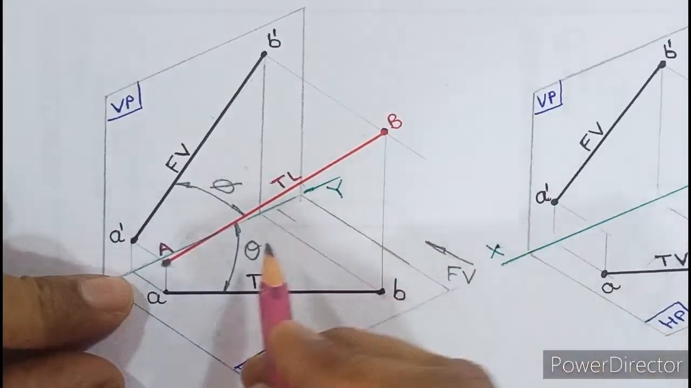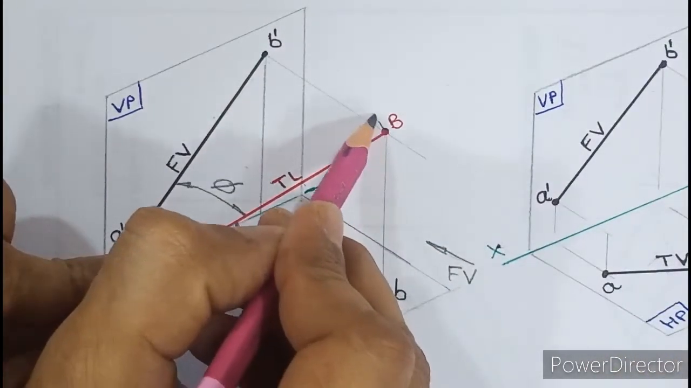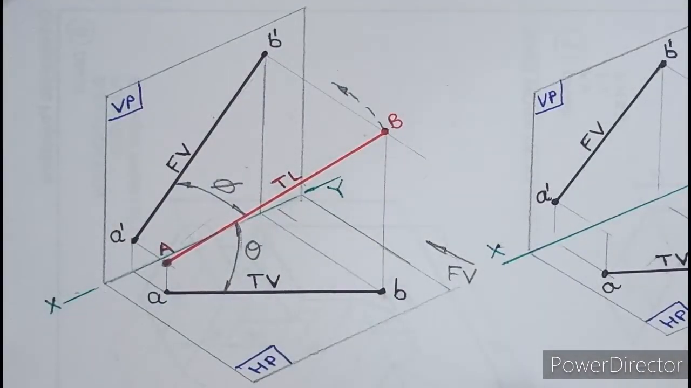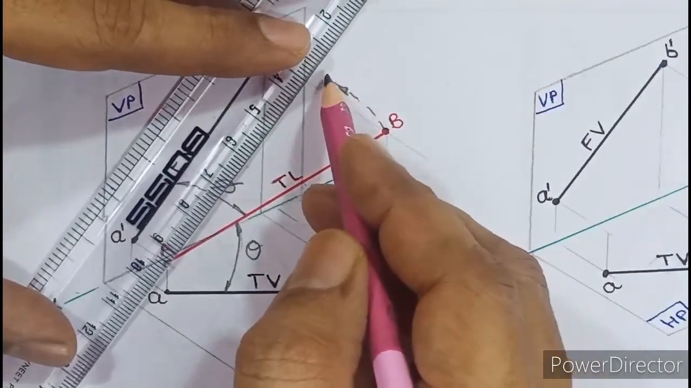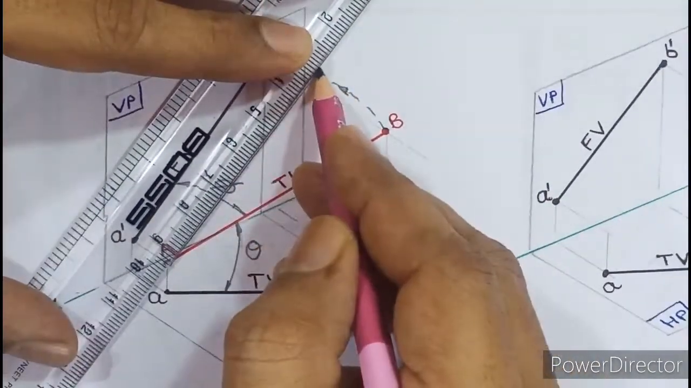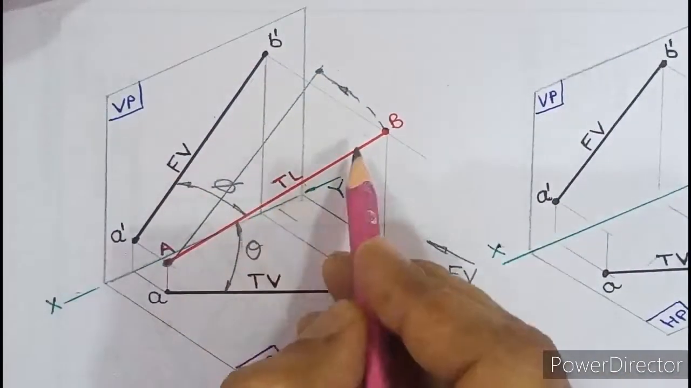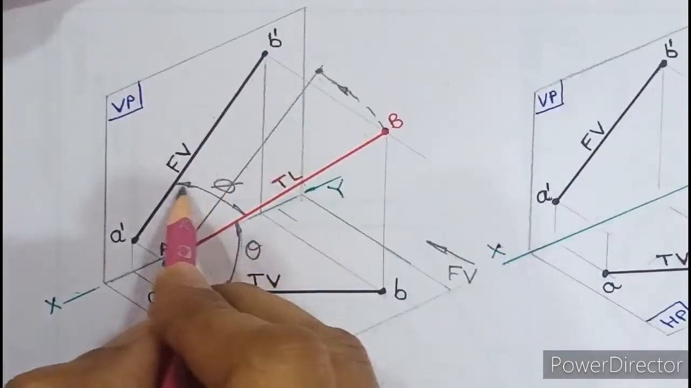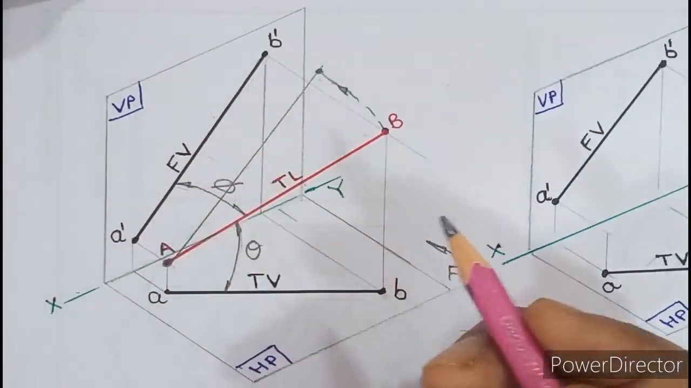So what one can do is, let us keep theta constant and rotate point B. So say I am rotating point B. Now the question is, how much should we rotate? We need to rotate point B until this line is parallel with the VP. So I need to rotate the true length until this phi becomes 0. Right now you can see both the lines are parallel. So phi is 0. There is no angle phi.